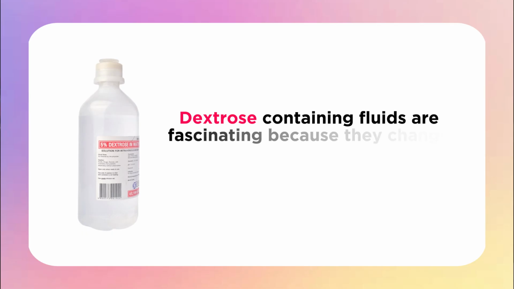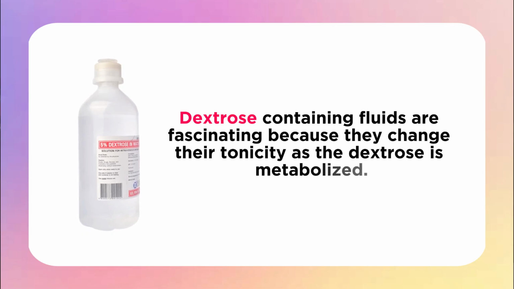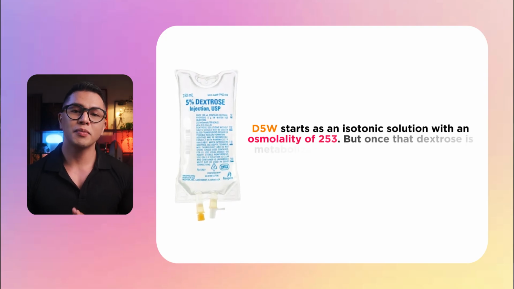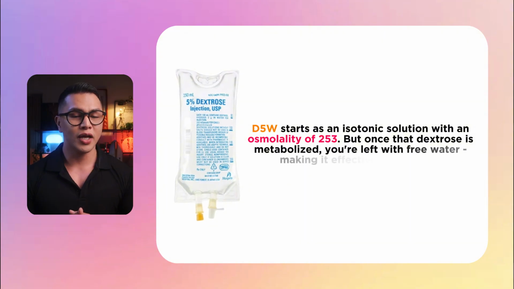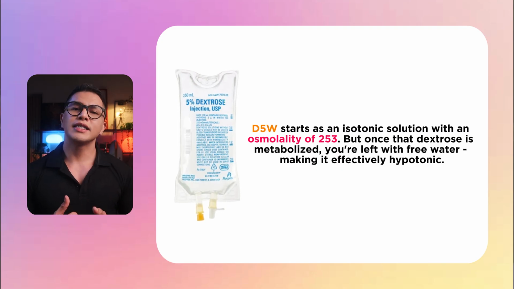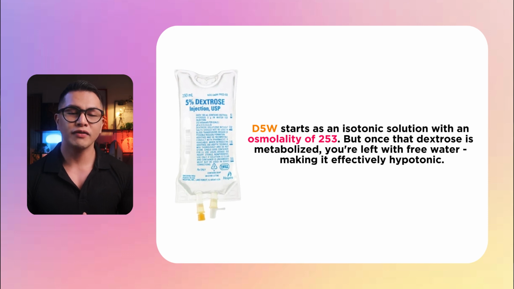Dextrose-containing fluids are fascinating because they change their tonicity as the dextrose is metabolized. Let me explain this concept that confuses so many nurses. D5 water starts as an isotonic solution with an osmolality of 253, but once that dextrose is metabolized, you're left with free water, making it effectively hypotonic.